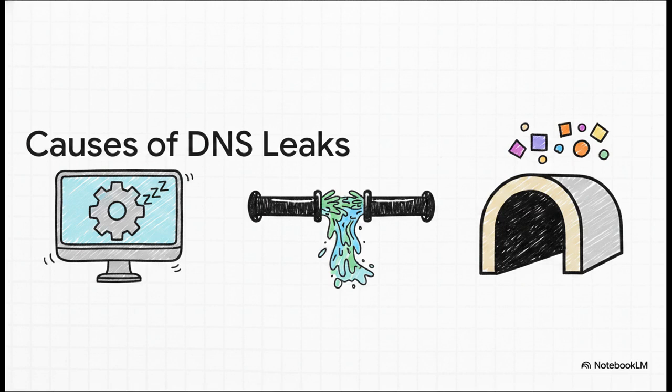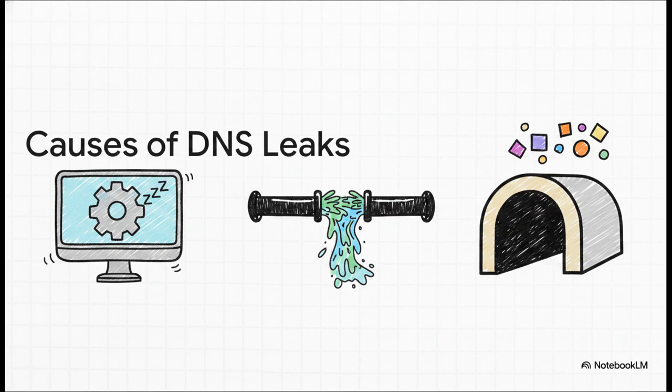It usually comes down to three specific technical culprits quietly defaulting to old habits. First, default OS behavior. Most operating systems just keep using the DNS servers automatically assigned to them by your home router via DHCP. Unless a program violently overrides that, the OS takes the path of least resistance.